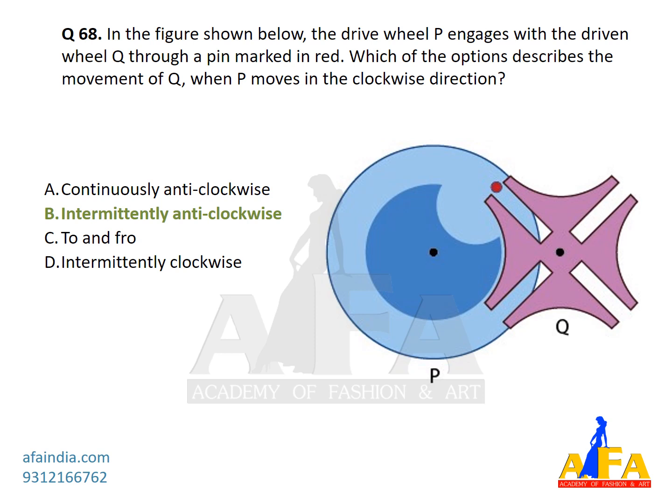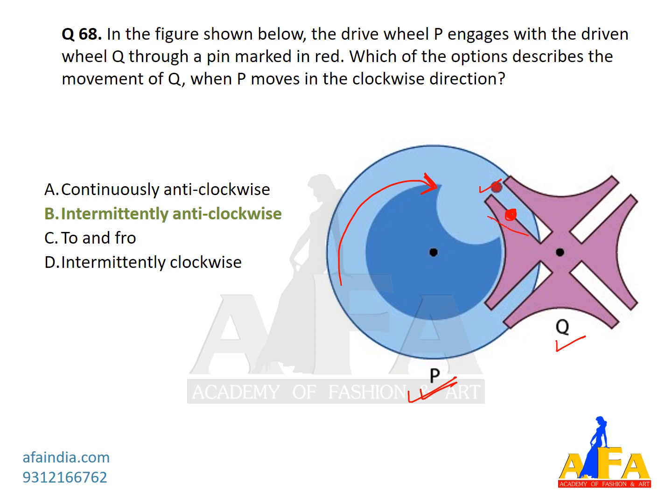Question number 68: in the figure shown below, the drive wheel P engages with the driven wheel Q through a pin marked in red. So this is P and this is Q. So P is rotating, okay. Which of the options describes the movement of Q? You have to tell the movement of Q, whether it will be clockwise or anti-clockwise, when P moves clockwise. Alright, so if P is moving clockwise, at some point this circle will come to this point, okay.